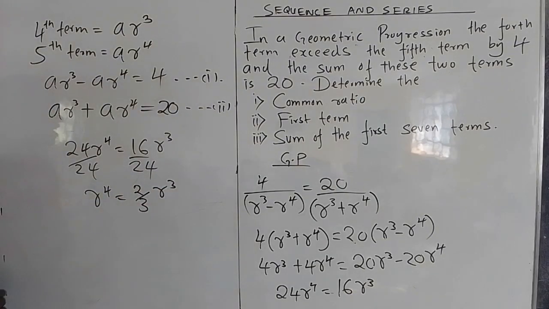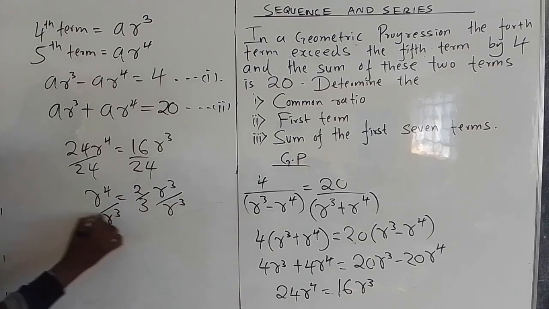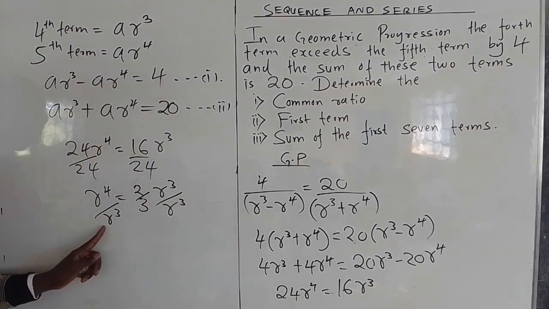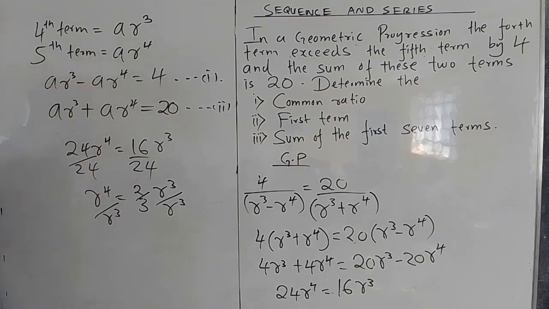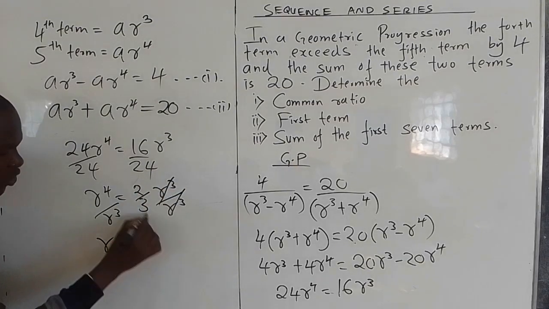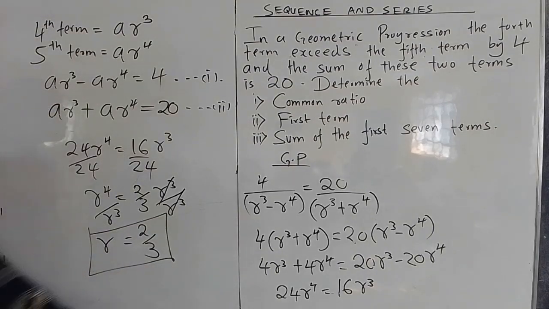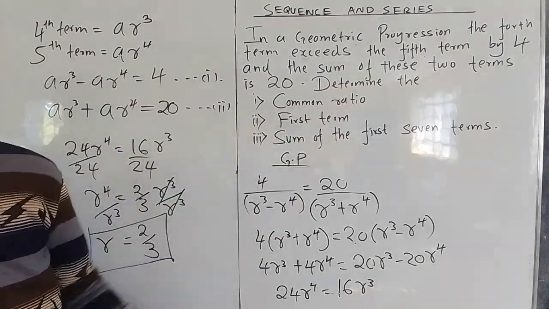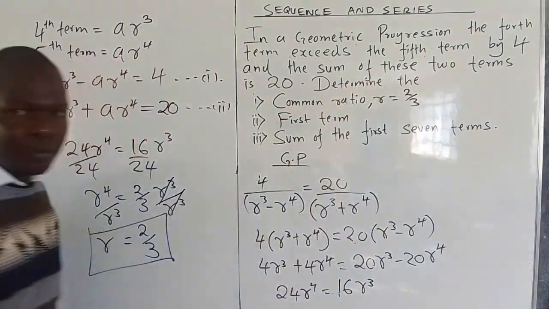So for us to get r, we divide both sides by r cubed to remain with 2 over 3 there. r raised to the power 4 divided by r cubed, laws of indices: same base with the division, you subtract the powers, isn't it? So you remain with r equals 2 over 3. So we have found the value of the common ratio r to be 2 over 3.